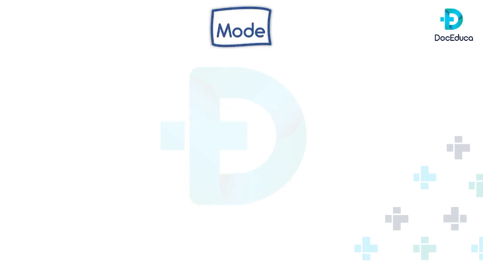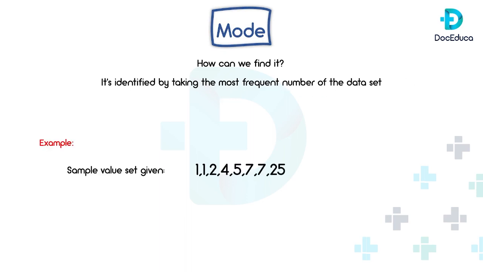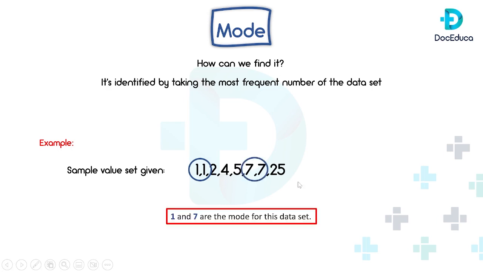So how can we find the mode? The mode is basically identified by taking the most frequent number of the data set. For example, in this data set, we have two numbers that are the most repeated numbers, right? So we have 1 and we have 7, and those are the mode for this data set.